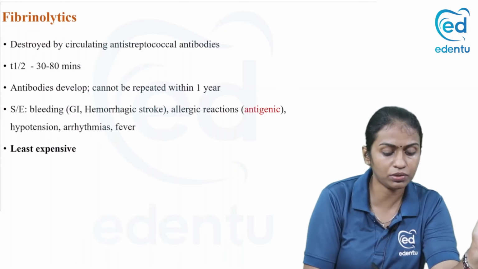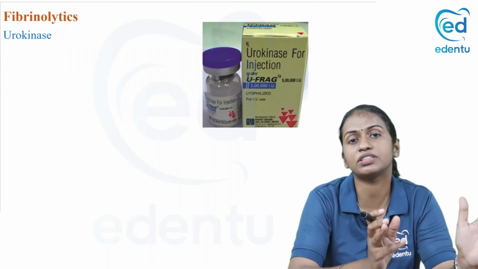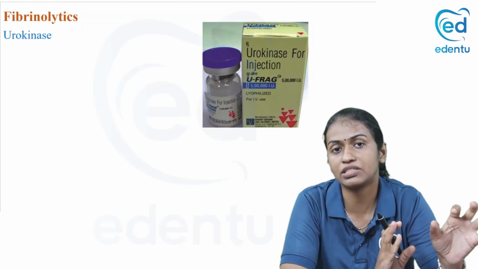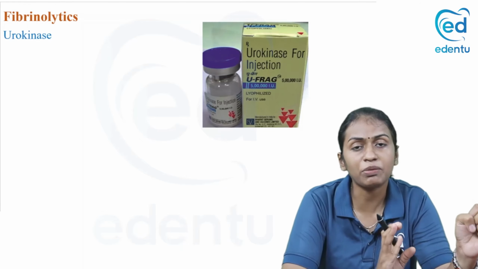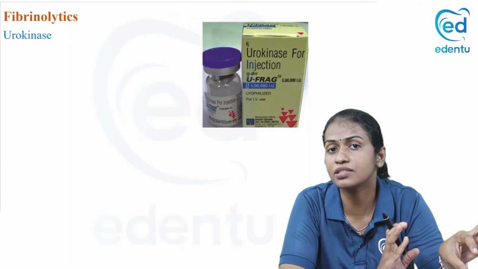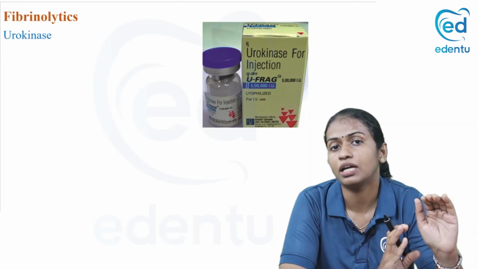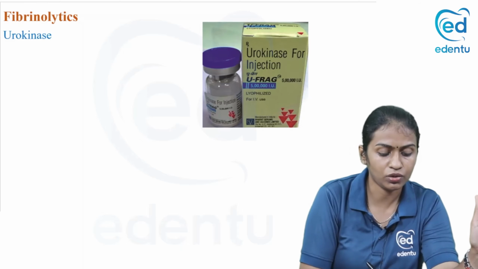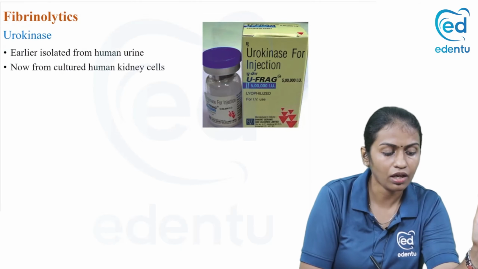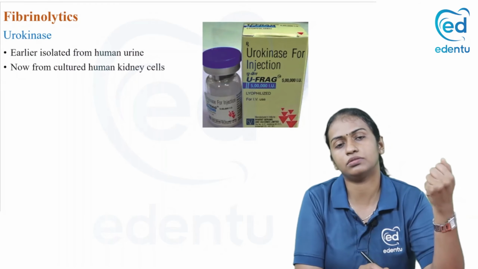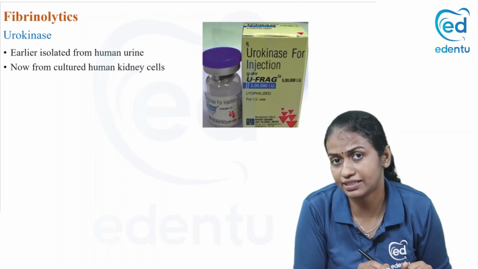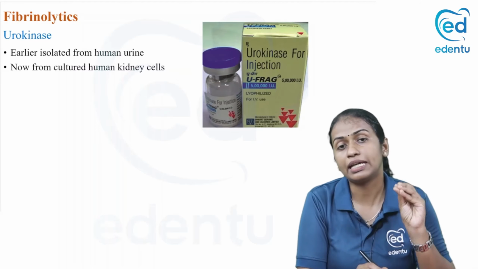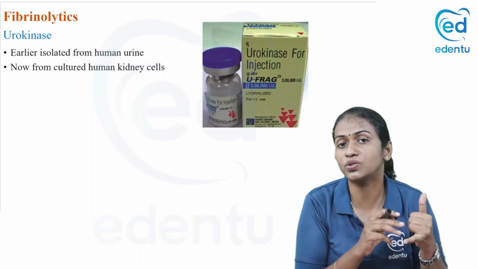So next we come to the other first generation fibrinolytic agent, that is urokinase. From the name itself, you know from where urokinase develops? It was first isolated from human urine, hence the name urokinase. Now we produce it from cultured kidney cells. Since it is obtained from human urine, it is not antigenic. So there is no allergic reaction.